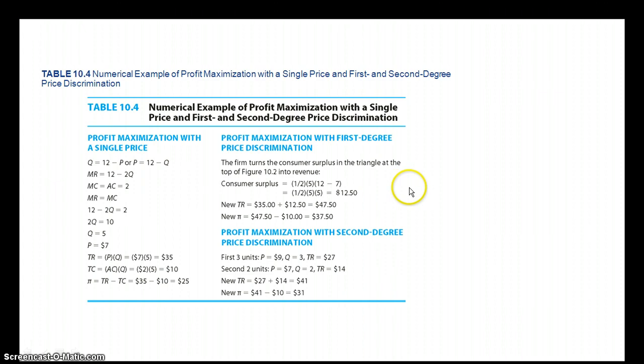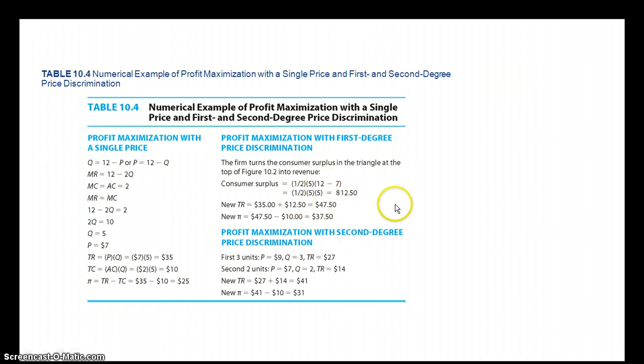And let's look at the next table, which shows us the calculation. I won't go through all the details here, but here is what I was saying. Total revenue, when they set a single price, is 35. That was the 5 times the 7 that we looked at on the graph. And over here, the new total revenue would be 35, the same as the old. But in addition, they would get that $12.50 from that triangle up above, which was where they were able to discriminate their price and get people who were willing to pay more to pay more. They would make a total revenue of $47.50.